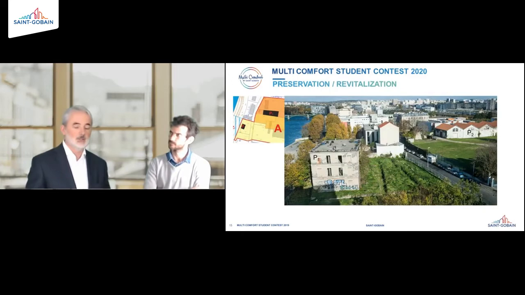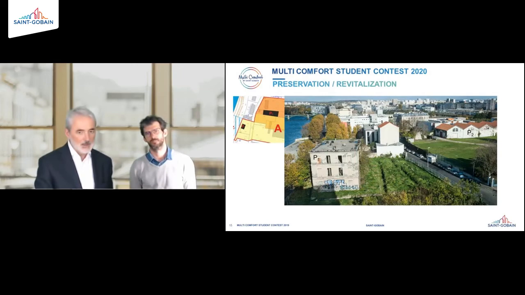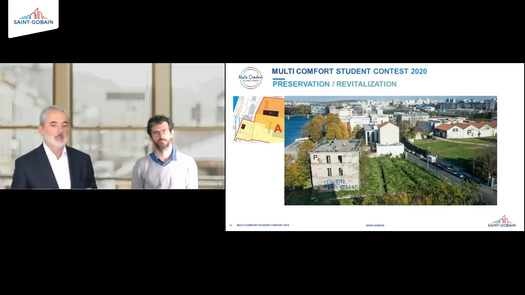Coming back to the historical buildings of the site, we have two of them. One is Maison Coignet itself, the three-story building that is closer to the river, and then a set of storage buildings, the old storage buildings from Coignet's factory, which is more in the center of the plot. They are respectively marked as P1 and P2.